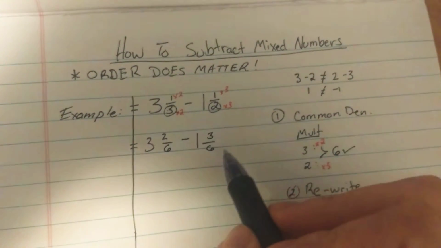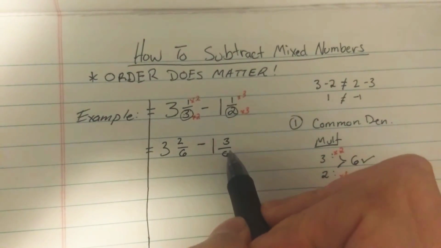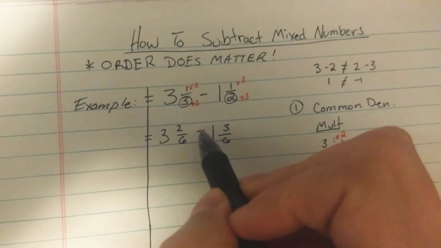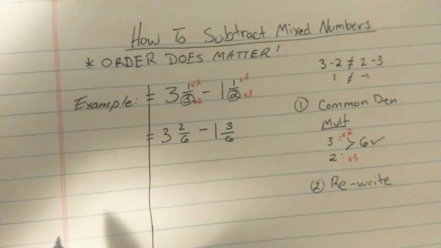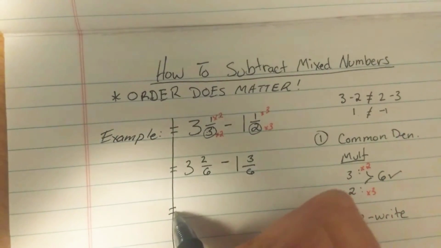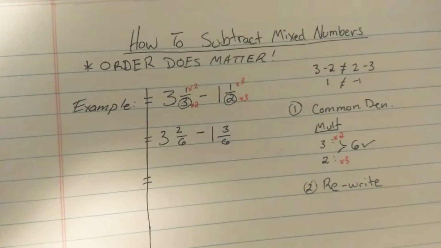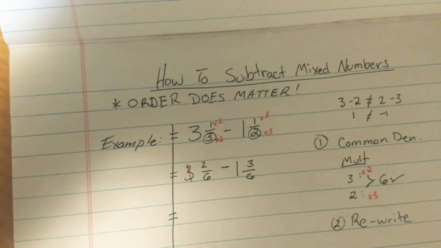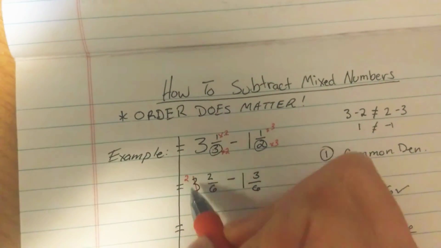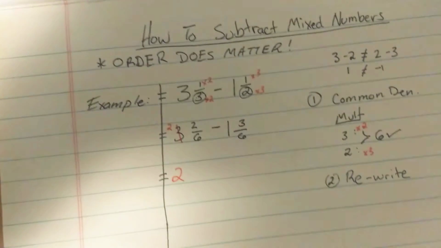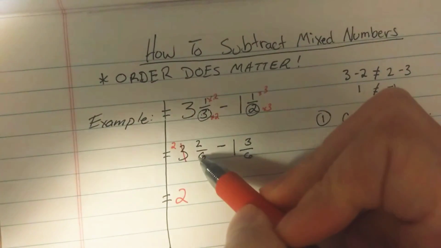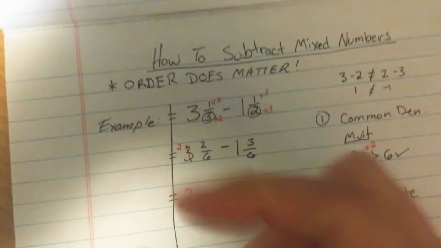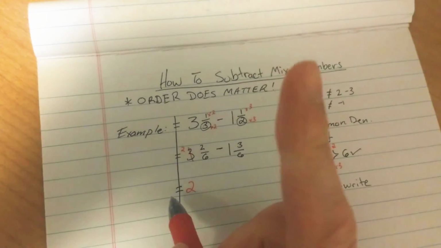I then ask myself, can I take 3/6 away from 2/6? My answer is no. This is why I didn't want to do my whole numbers first. In this case, I'm actually going to borrow like I do in normal subtraction. I'm going to borrow from my whole number, and it's going to become a 2. But my base number in this case is a 6. It takes me 6 parts to make one whole.